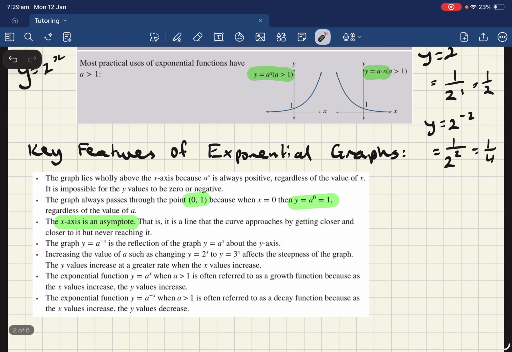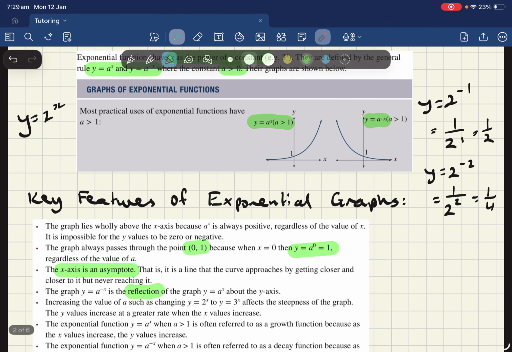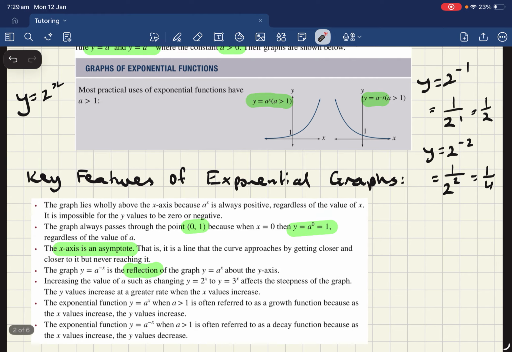Now, we have a couple of transformations we can make to these graphs. So the graph of a to the power of negative x is a reflection of the graph about the y-axis. So this is an example of it up here. Our graph goes from doing this to basically being a mirror reflection. Imagine we flipped this around in the horizontal direction and we reflected it around the y-axis. It would look like this.